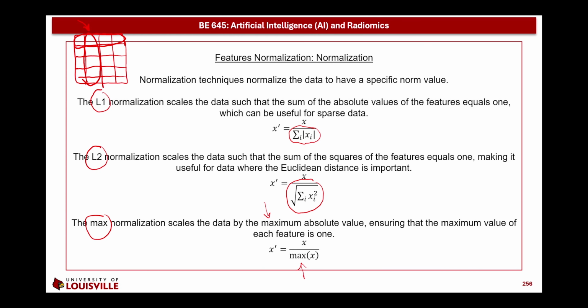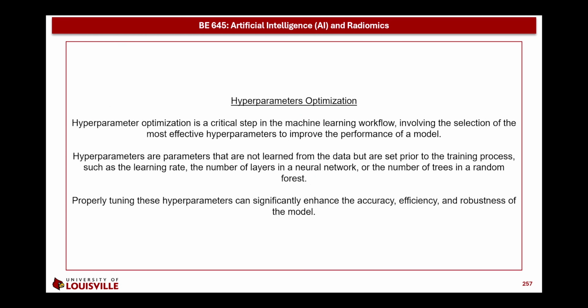the same range. There is another approach called hyperparameters optimization, and we need to distinguish between parameters and hyperparameters. In machine learning, parameters reflect the weights and coefficients of the machine learning model.